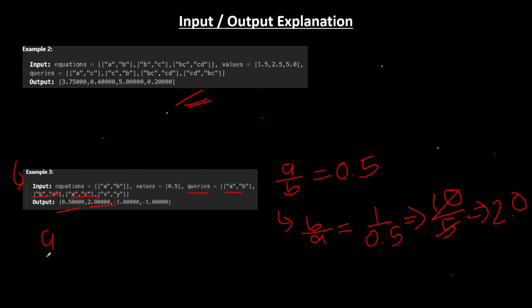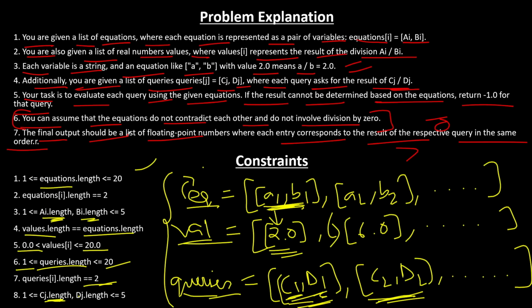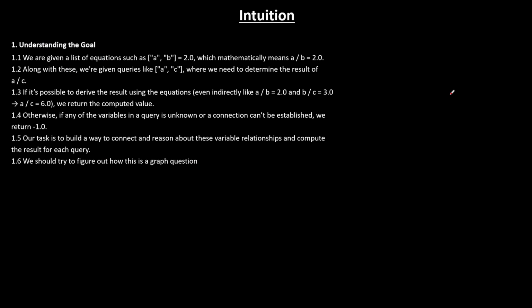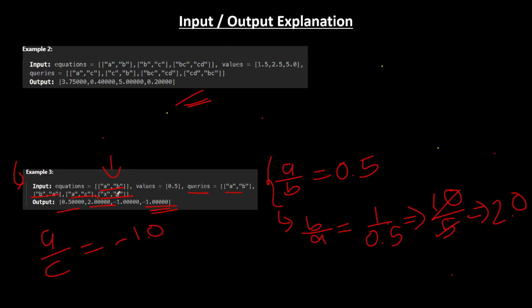Then we have a by c, right? Now, if you could see, we don't have c in the given equation, so we cannot consider that. That's why the output comes out to be -1. Similarly, x and y are not mentioned anywhere in the equation, so we cannot use them. Therefore, the output for that also comes out to be -1. Here in the question, it is already mentioned that if the result cannot be determined based on the equations, return -1. Point number 5: similarly, here we don't have x or y or c. That's why the equation cannot be determined, and the output comes out to be -1. Basically, that particular thing is not present in the equation. So I hope you understood the input output explanation.